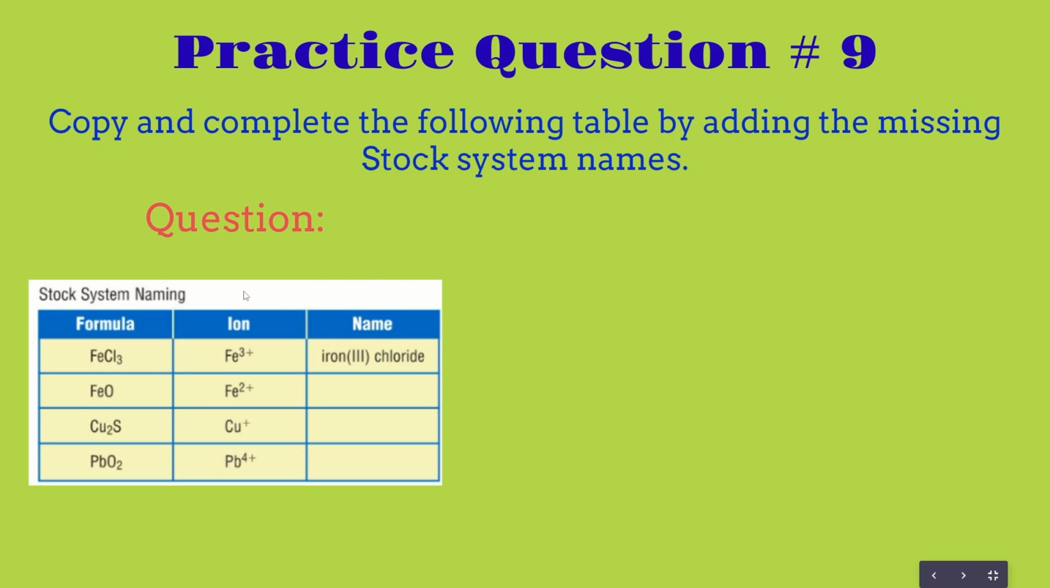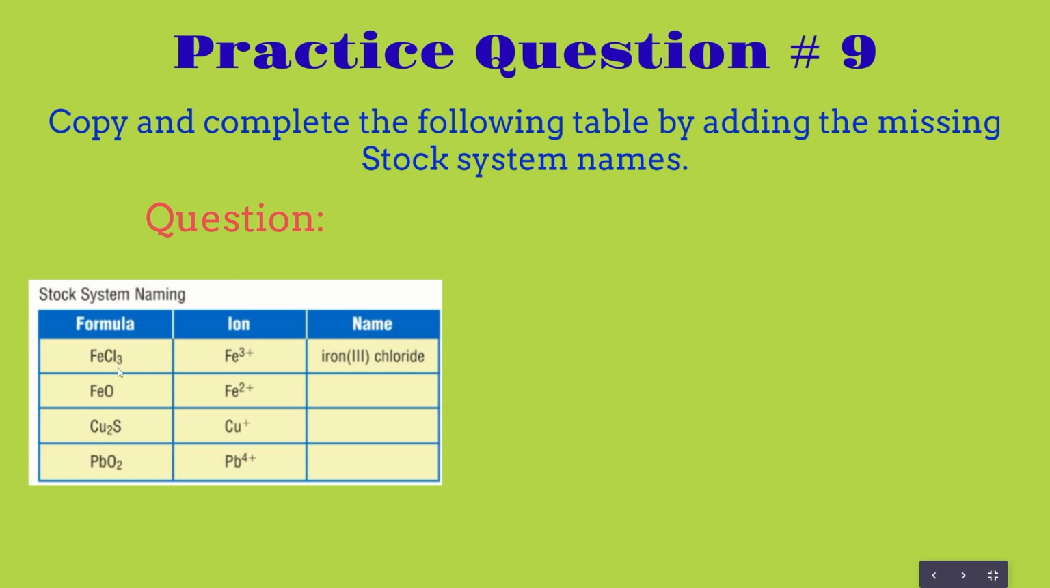We know that the cations are always going to be first. If we look at the first example here, we can see that iron is going to be first because it's the cation. Based on what it is, in this case it's 3+, that's why we have iron 3, and then we have chlorine. If you combine iron 3 and chlorine, then it makes iron 3 chloride. So this would be the name.